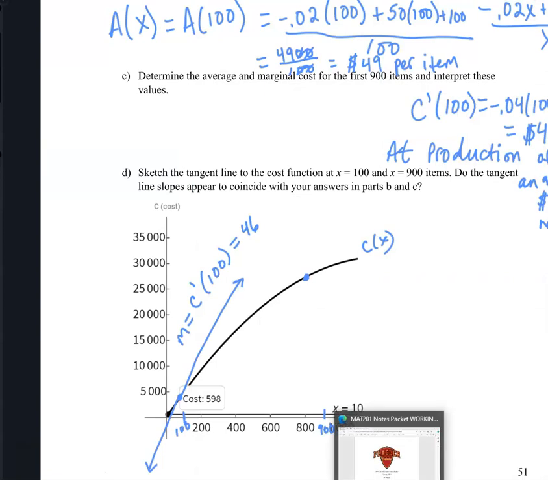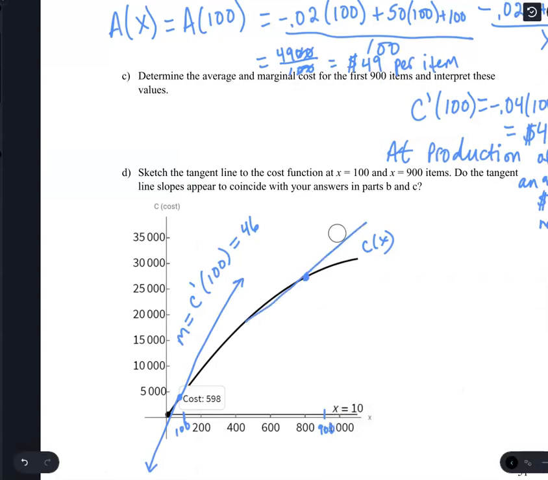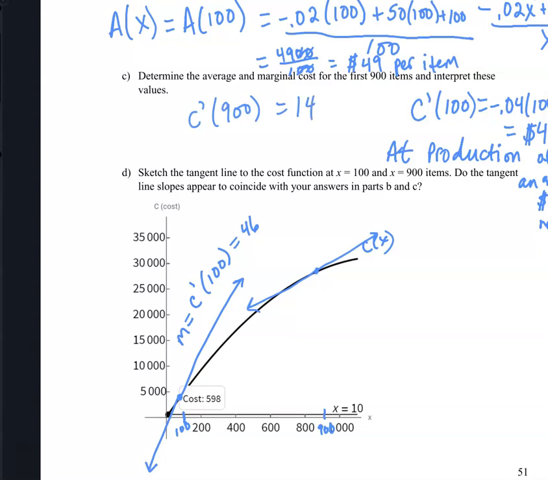So on my graph at 900, if we were to graph the tangent line, it would look something maybe like this. I'll try to draw it as smooth as I can. And make a note here that C prime at 900 from Desmos was 14. So here that means our slope at 900 would be 14. Does that coincide? Yes, I would say so. You can see that this first one is much, much steeper than the second one.